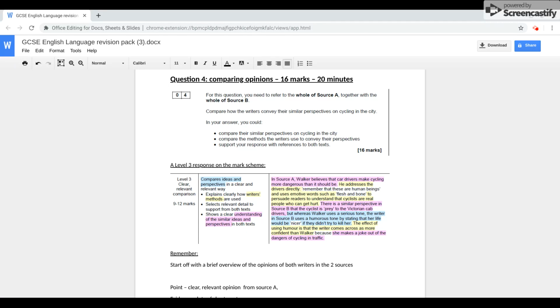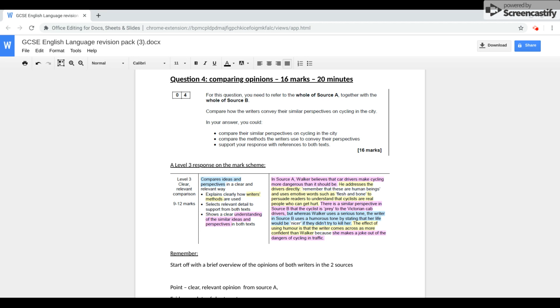If we look at a level 3 clear and relevant response, where we hit all of our mark scheme using PETER: point, evidence, technique, explain, reader. We've got here a color-coded response which compares writer's methods, which is language and structural features, and then an understanding of the similar ideas or perspectives. So a good understanding of the opinions in the text of the two writers.